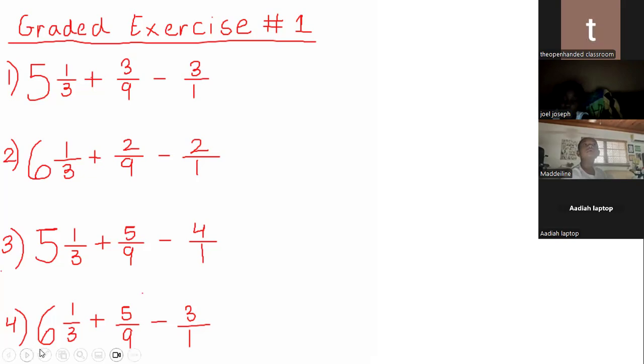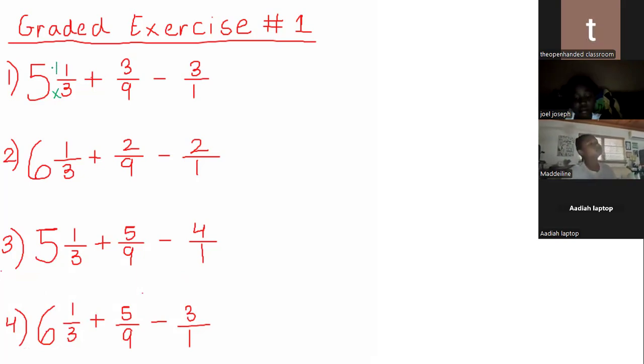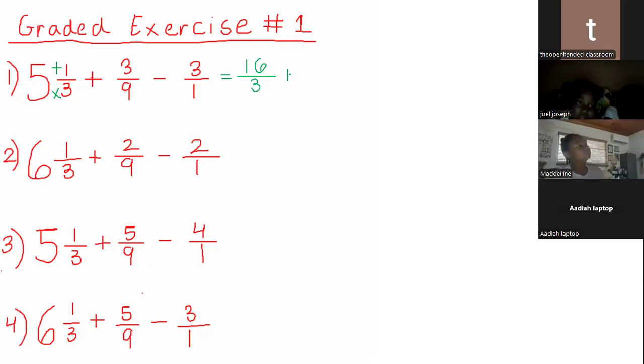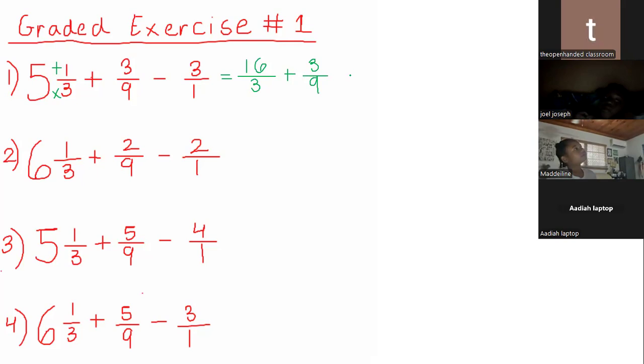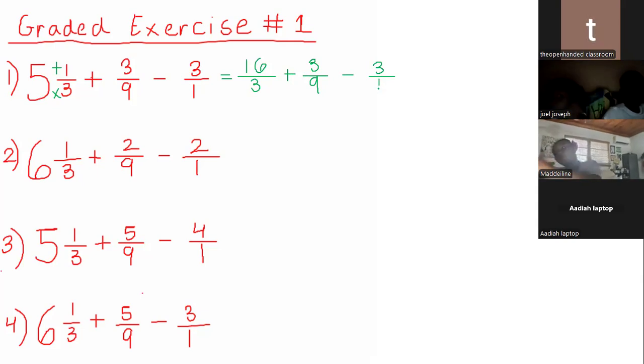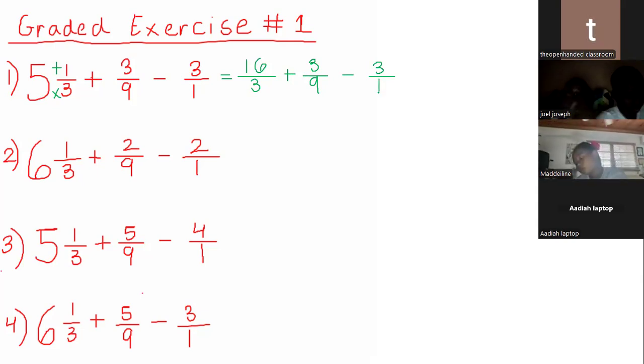All right, so we have 5 times 3. What is 5 times 3? 15, plus 1 is what? 16. So it's going to be 16 over what? 3. Good, 16 over 3 plus 3 over 9, good, minus 3 over 1. Now what is the LCM of 3, 9, and 1?